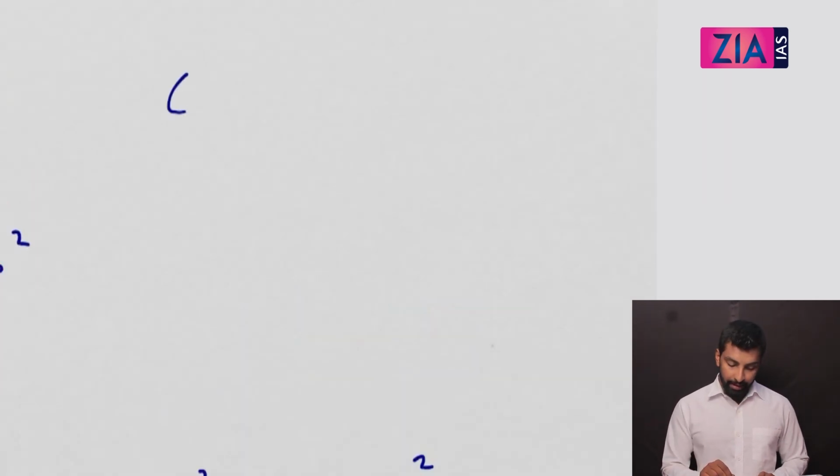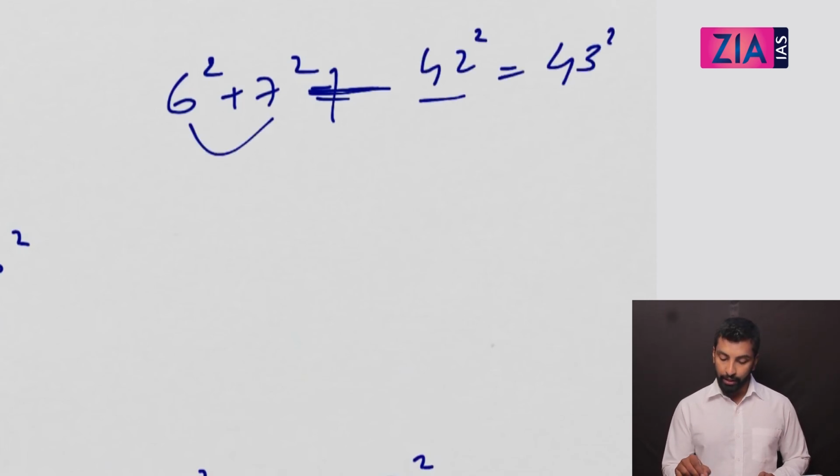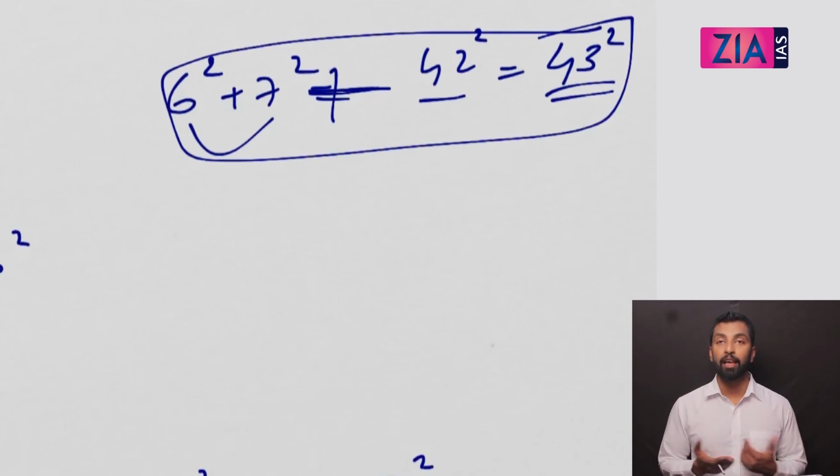Now you can tell me, if I am taking 6 square plus 7 square, now you can tell me what should come here, right? If this is plus, this has to be the product. 42 square should be equal to 43 square. Now I can make any question based on this pattern. I hope this is clear for all of you.